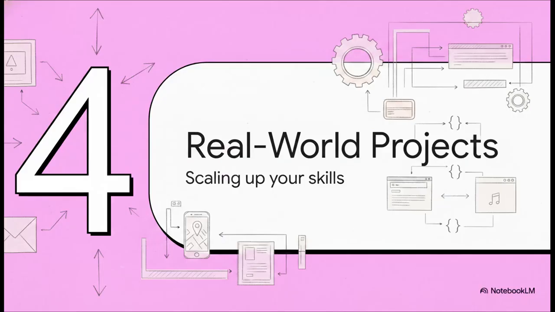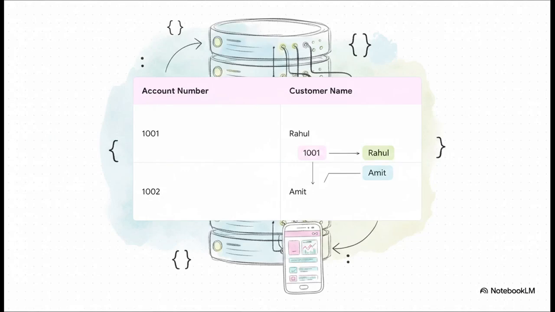Section 4, Building real-world projects. Let's scale this up a bit. Imagine a massive bank database that's handling thousands of users. At its core, that system operates exactly like a Python dictionary. The bank needs a unique identifier for every single person, so the account number becomes the key and the customer name becomes the value. Account number 101 maps to Rahul. Account 102 maps to Amit. When Rahul logs into his mobile app, the system isn't doing any crazy complex math. It literally just takes his account number, searches the dictionary keys, and instantly pulls up his personal dashboard.